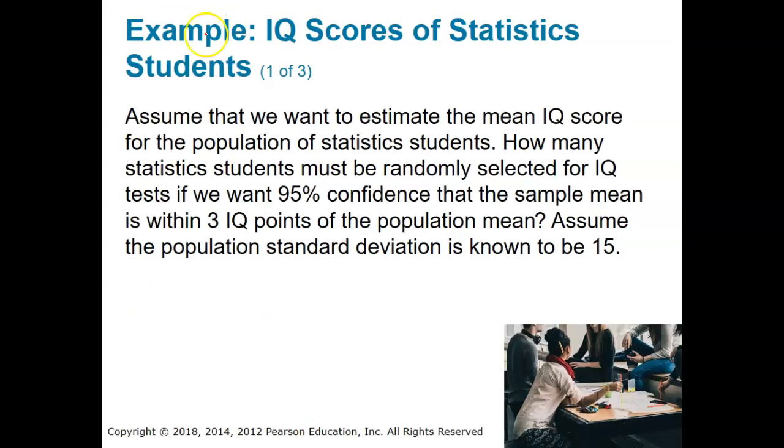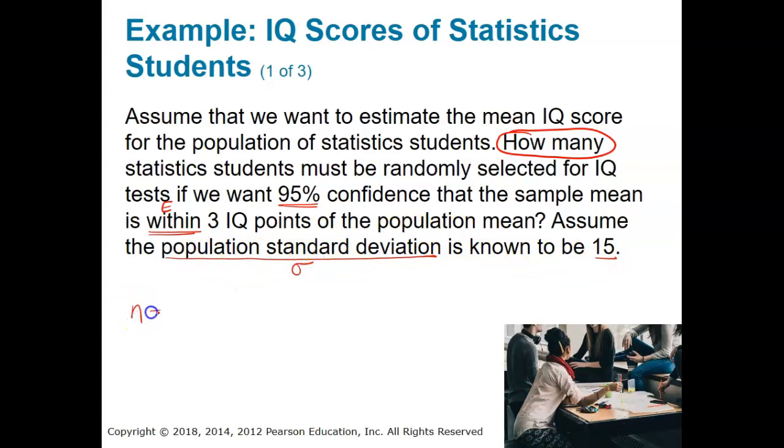Okay, so here's an example. Assume that we want to estimate the mean IQ score for the population of statistics students. How many, so that tells us it's a sample size problem, how many statistics students must be randomly selected for IQ test if we want 95% confidence that the sample mean is within, so that's an indication of our margin of error, within 3 IQ points of the population mean. Assume the population standard deviation is known to be 15, so that would be my sigma.